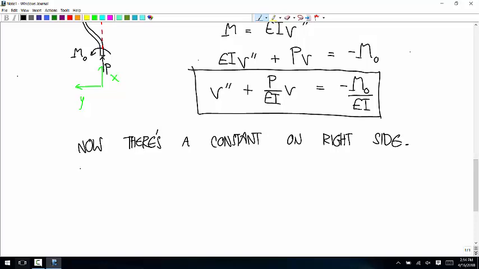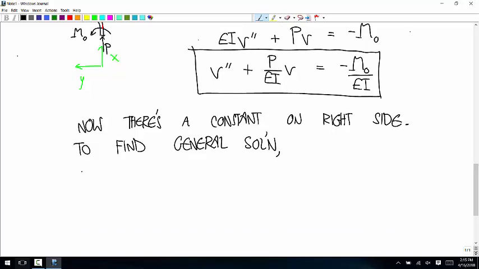So to find a general solution for this, we're going to set it up like this. The general solution, V of x, is equal to a general homogeneous solution, V_h of x, and I'll say what all these mean, plus not a general, just a particular solution, V_p of x.